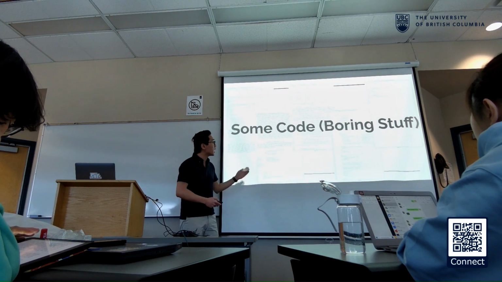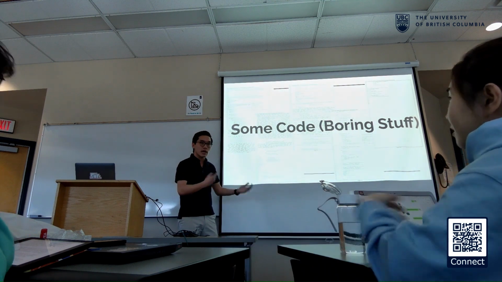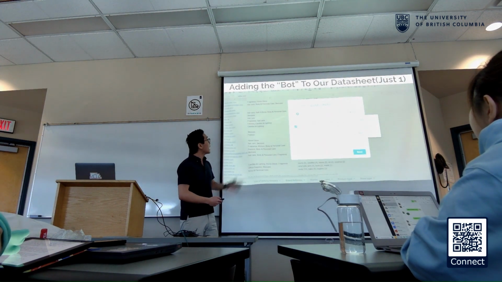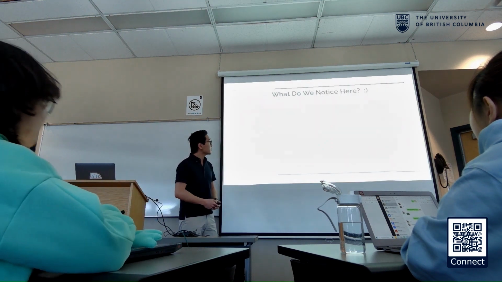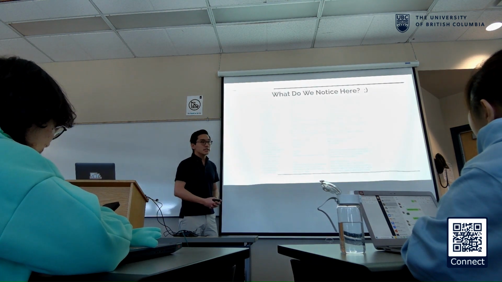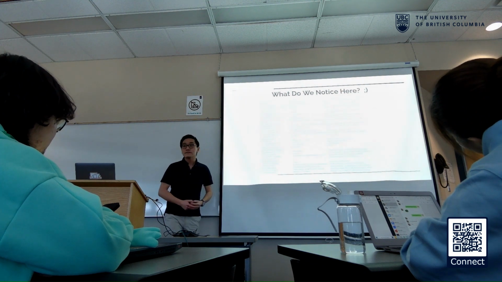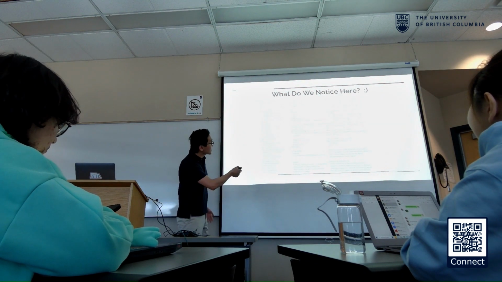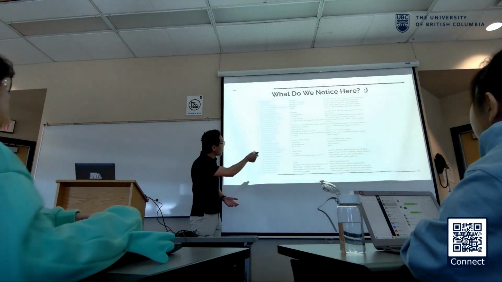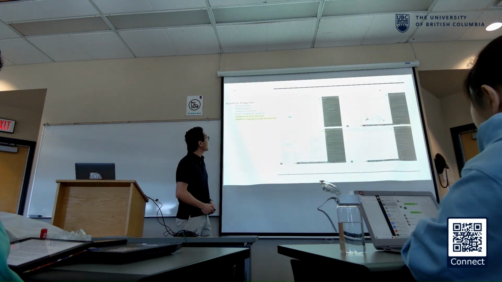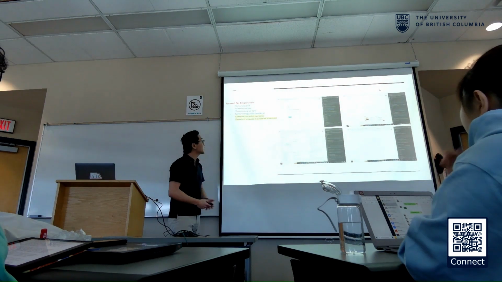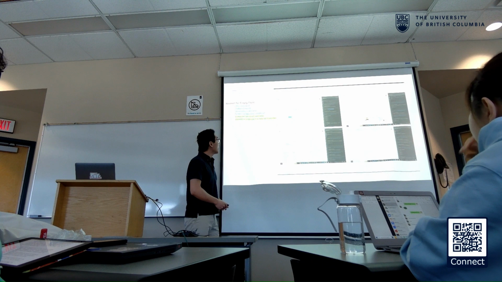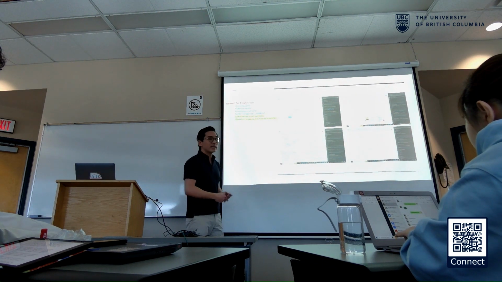So here's what I did. I chose the second option, which is creating a bot, writing some boring code, adding the bot into the data sheet, and here's the result. So what do we notice here? There's some empty columns, empty rows. This is because the website is either down, outdated, or does not exist anymore, or it is wrapped by JavaScript. But there's two issues that can be solved here.